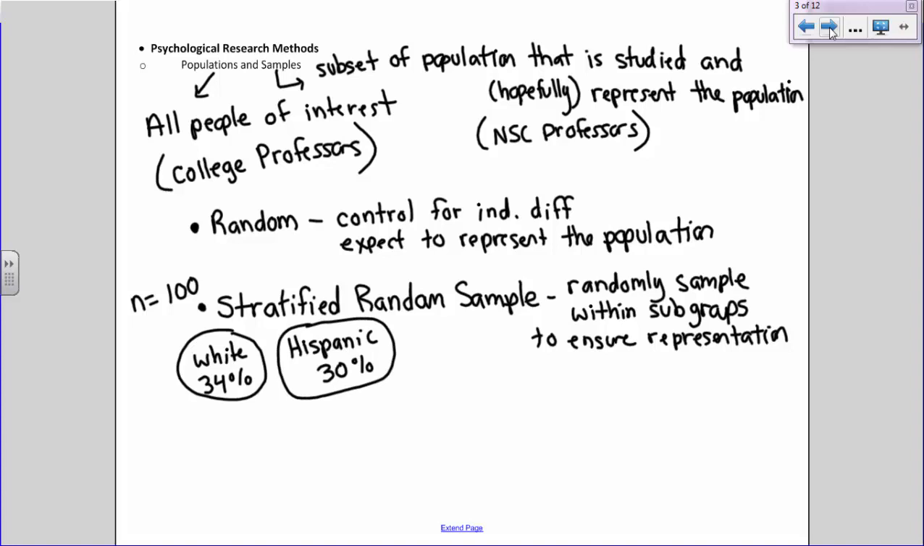So at the end of the day, you have maximized the ability of your sample to represent the population, and you've made sure that you haven't missed any important small groups. I love me some stratified random sampling.